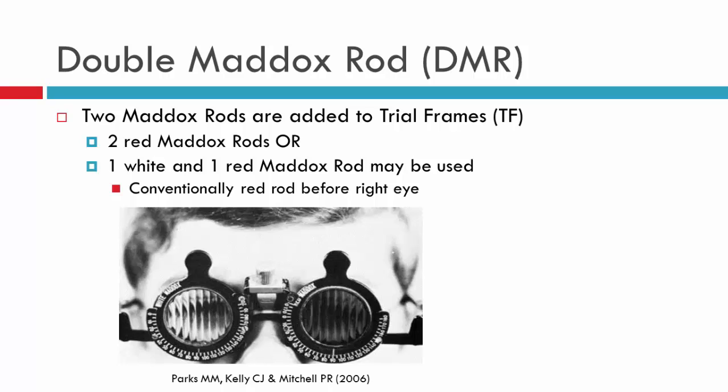But you can also do it if you have 1 white and 1 red, and you can just see in the photograph below that this child has a white one in front of their right eye and a red one in front of their left eye. Now I should just point out that conventionally you should put the red in front of the right. Just in terms of orthoptically, we often do this to remain consistent with our clinical investigations.